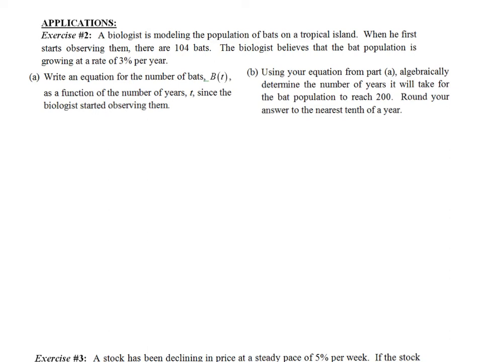So for exercise number 2, I've got that a biologist is modeling the population of bats on a tropical island. When he first starts observing them, there are 104 bats. So obviously that's a really important number to put into our problem. The biologist believes that the bat population is growing at a rate of 3% per year, and we see that we've got exponential growth. So let's make our equation. Maybe pause the video and see if you can think about what the equation is going to be for the number of bats, B of t, where t stands for the number of years.